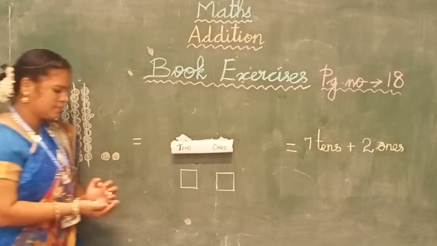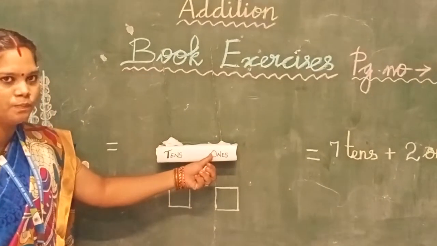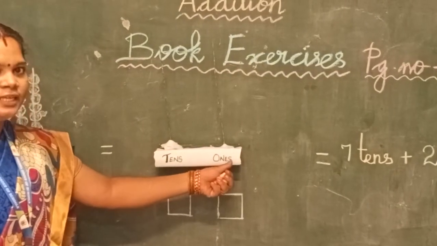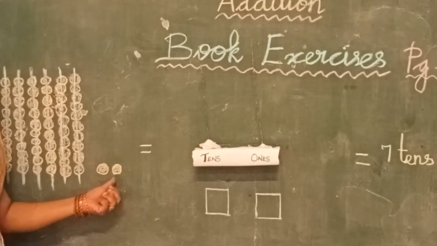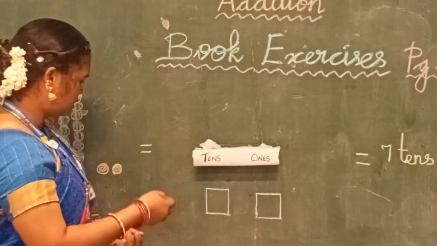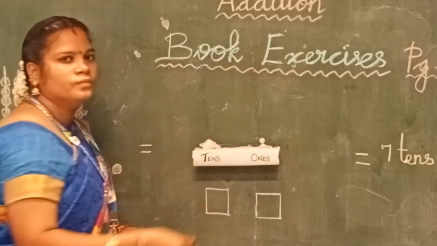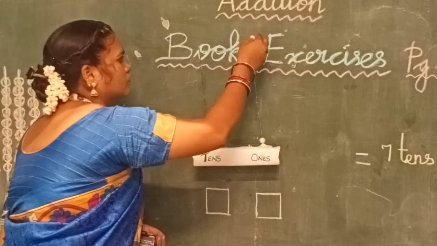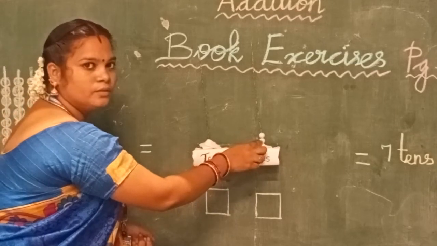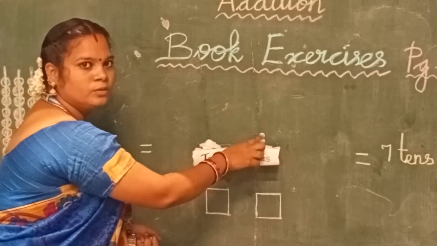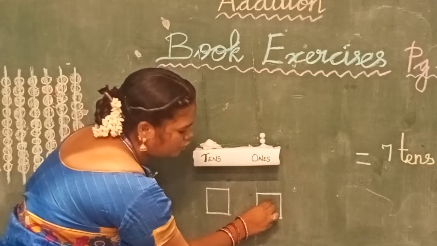Okay, let us put the pieces. This ones place. O, N, E, S. Ones place. How many numbers? 2. Put the beads. 1, 2. Count the beads, children. 1, 2. Write in the box 2.